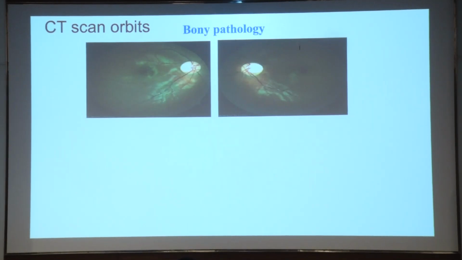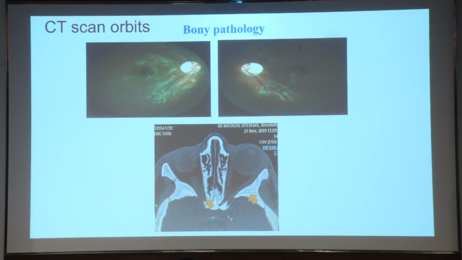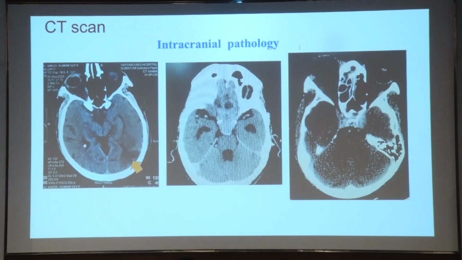Another case, a 2-year-old female who had bilateral severe disc pallor. We got an MRI done. MRI just showed thinning of the nerves, but we could not find what the cause was. So then a CT was done. CT indicated these hypertrophic, sclerotic bones. This was causing the thinning of the optic canals, and this was a case of osteopetrosis.